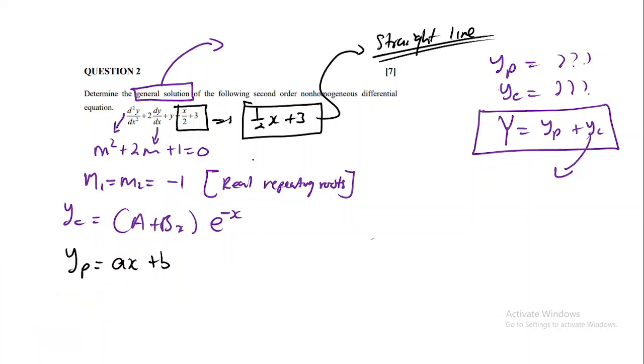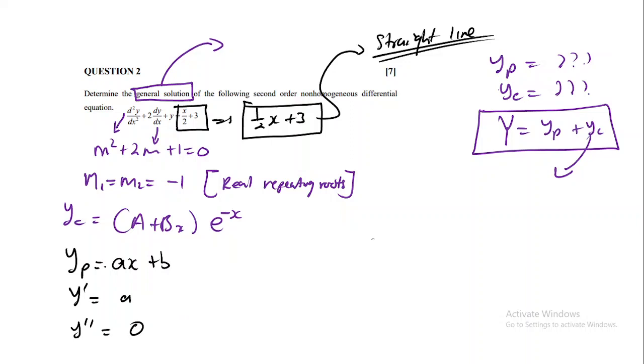So we realize that our right hand side is a straight line, so our yp is going to be ax plus b. The next thing you ask yourself is, what is the highest derivative? You can see that our highest derivative is 2. If our highest derivative is 2, what does this imply? This implies that we're going to differentiate our yp twice. So we're going to have y prime equals a, and if we differentiate a, we have y double prime, which will be equal to 0.